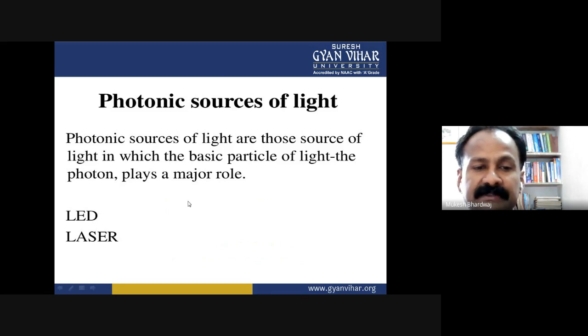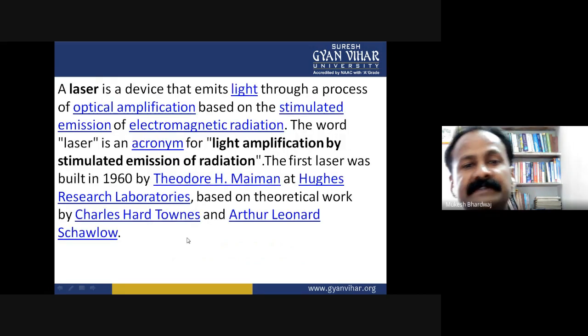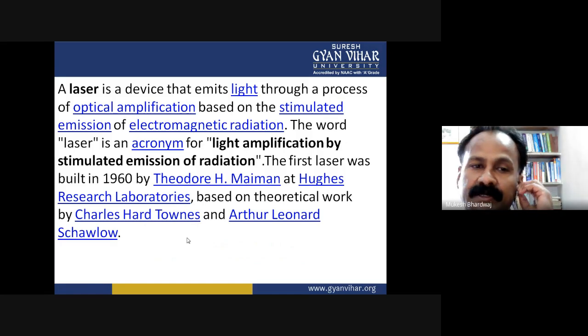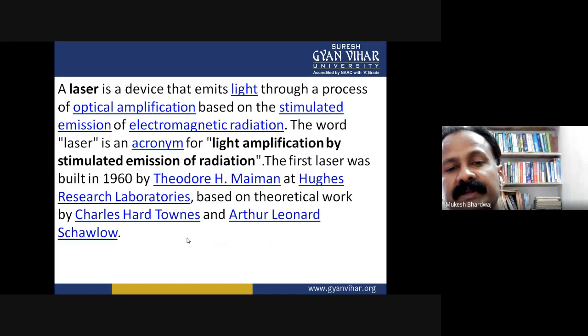LED and laser. A laser is a device that emits light through a process of optical amplification based on stimulated emission of electromagnetic radiation. The word laser is an acronym for light amplification by stimulated emission of radiation. The first laser was built in 1960 by Theodore H. Maiman at Hughes Research Laboratories, based on theoretical work by Charles Hard Townes and Arthur Leonard Schawlow.